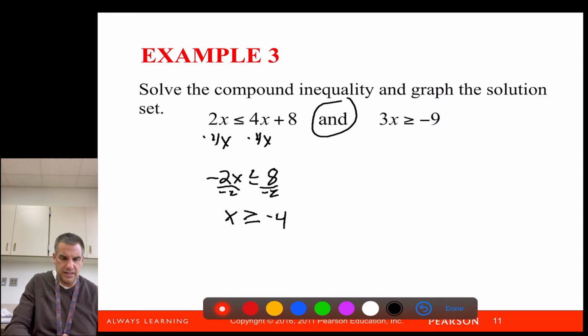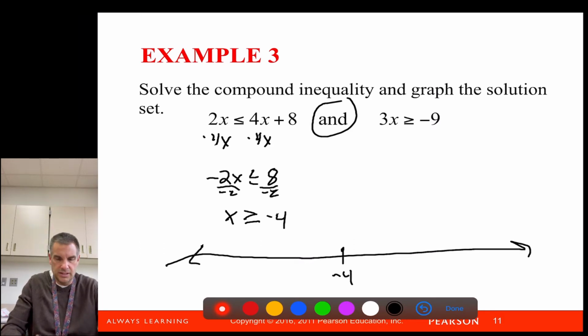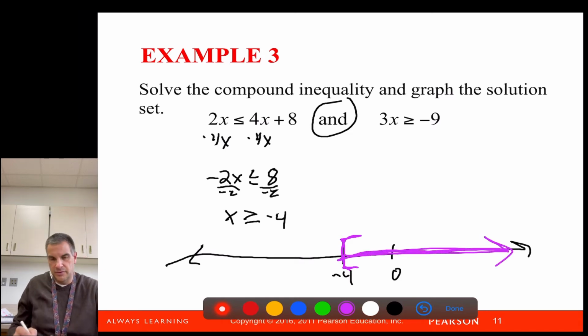If you want to go ahead and graph that one right now, it's not a bad idea. So there's -4. We'll say that this is 0. It says x is greater than or equal to, so that means I'm going to put a bracket. And it's greater than it, so it's going to go off in this direction. So there's the graph of the first one.